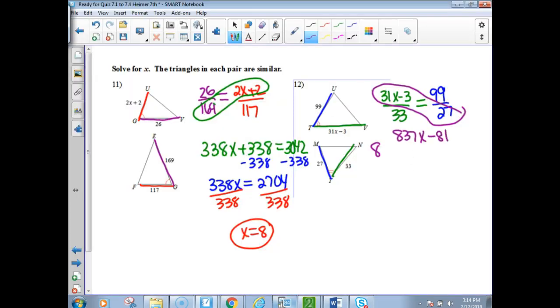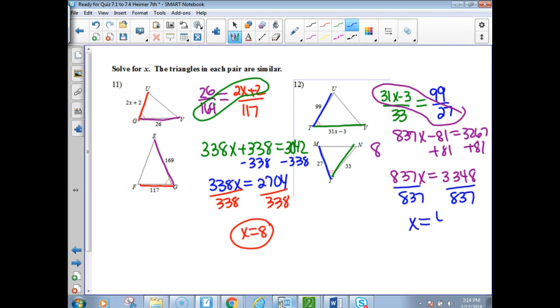minus 81 equals, and then I've got to do 33 times 99. Then we're going to add 81. Glad we have a calculator. 837x equals 3,348. And then divide by 837, and it does come out nicely. 4.